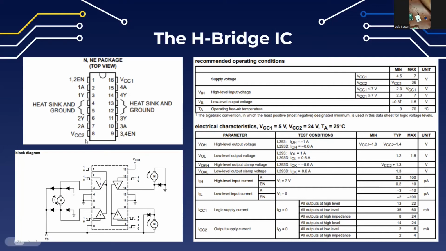So VCC2 is power to the motors specifically. VCC1 is power to the chip itself. Every chip that you use is going to need some power. If you don't power the chip, then nothing runs. You need to power the chip for it to perform the logic that it needs to do. So you're going to connect that straight to the power from the Pi, since it's a very simple chip.